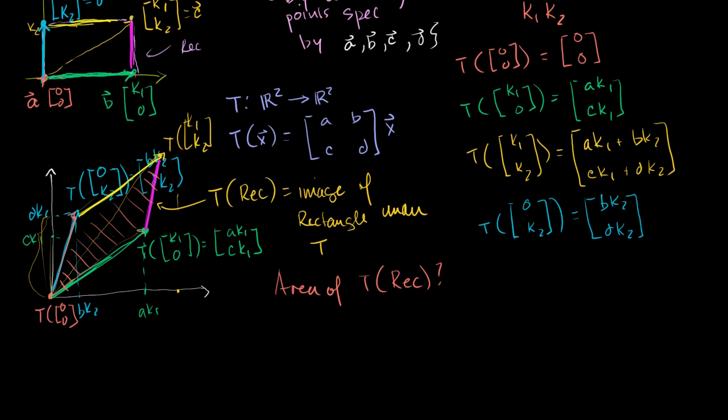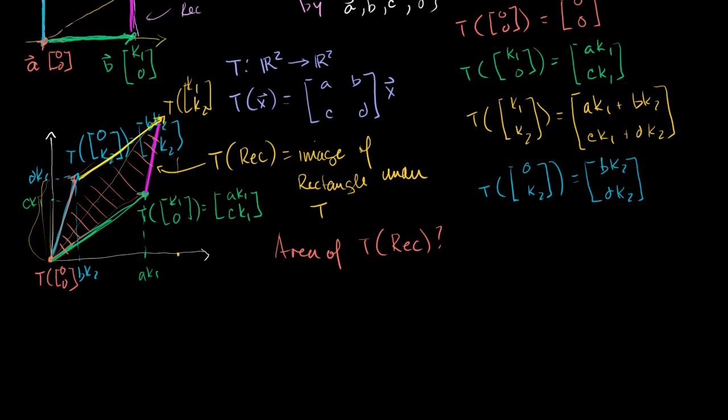Or if we want to write it another way, if we had some matrix whose column vectors are this guy and that guy, so let's say its first column vector is this guy, A K1, C K1, and this one right here, this was the transformation of K1, 0. And then its second column vector is this guy right here, which was B K2, and D K2. This parallelogram is a parallelogram generated by these two column vectors.